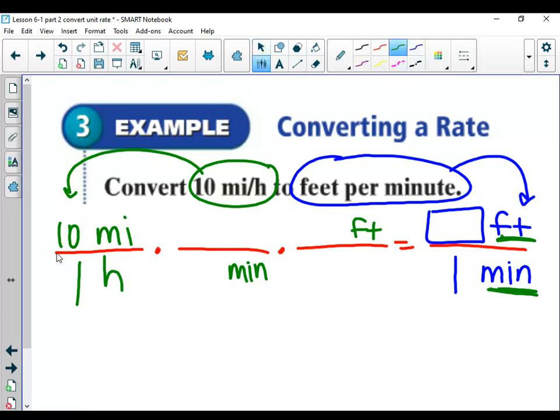How do I know? Feet's on the top. Minutes does have to be on the bottom. How do I know? Minutes on the bottom.